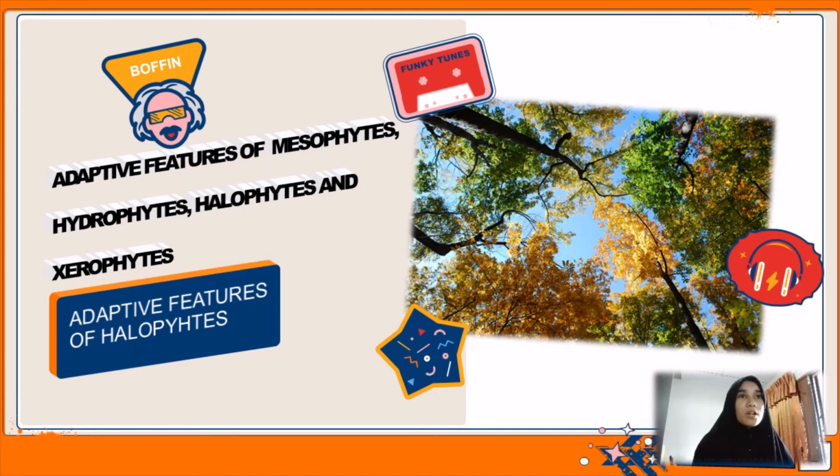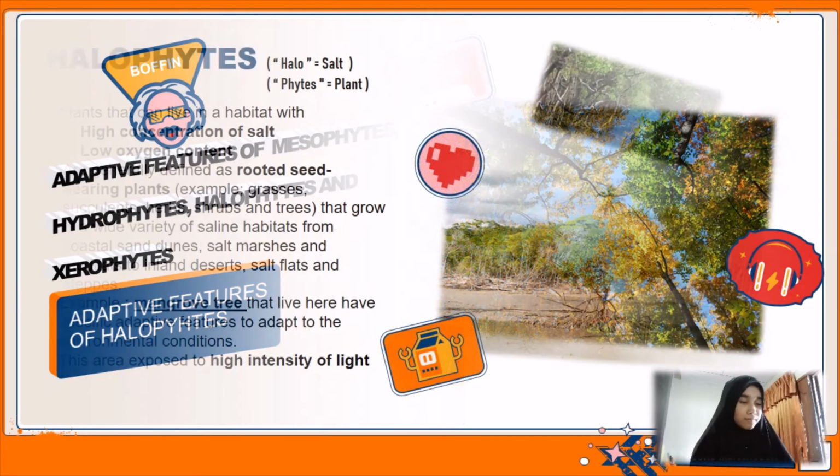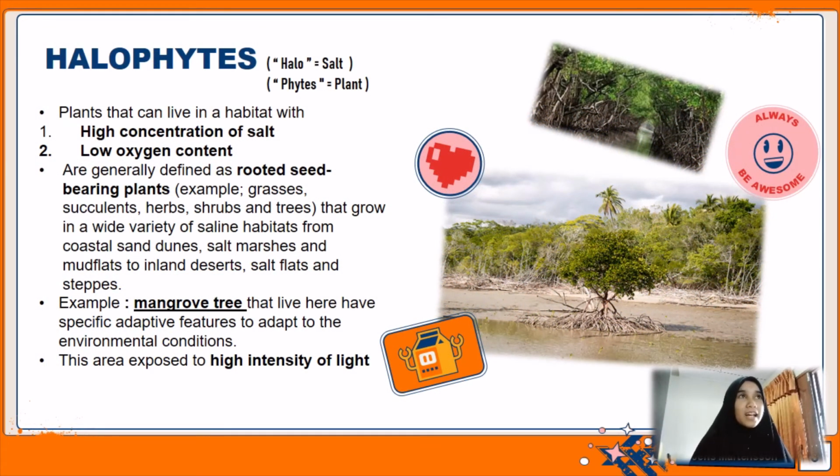There are three types of adaptive features: Hydrophytes, Halophytes and Xerophytes, but today I want to explain about the adaptive features of Halophytes. Halo is salt, phyte is plant. So Halophytes are salt plants. Halophytes are plants that can live in a habitat with a high concentration of salt and low oxygen content.